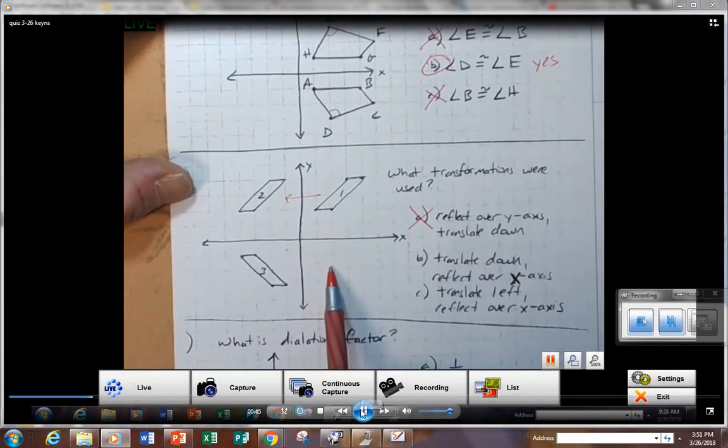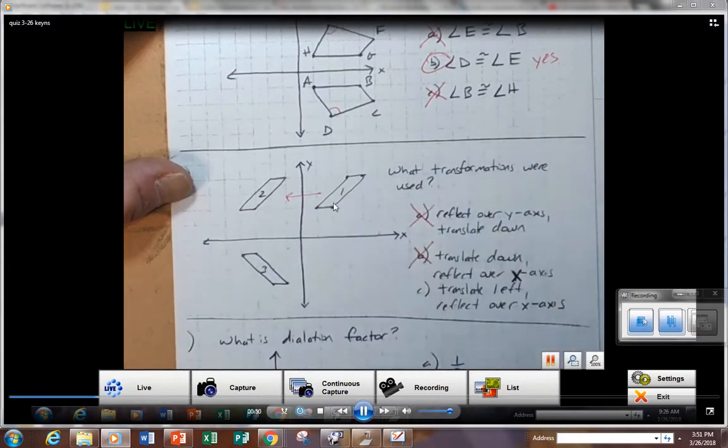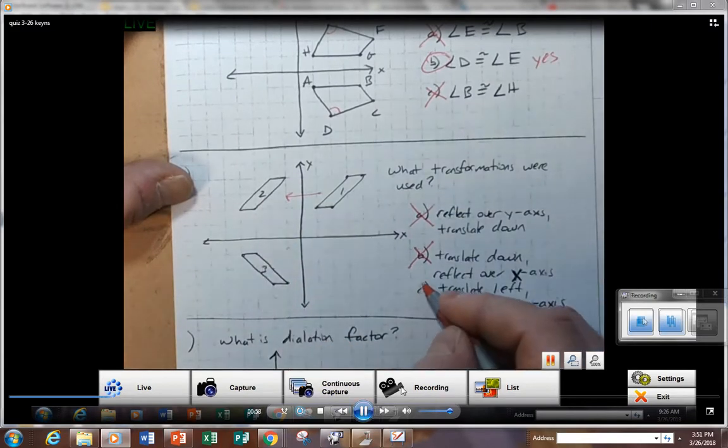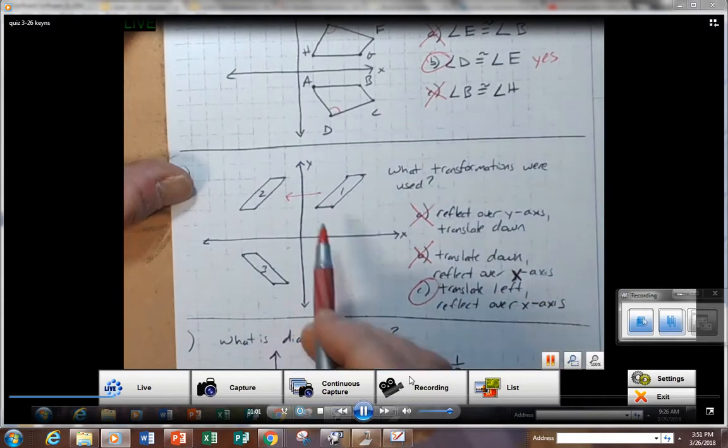The other ones are not even close. Reflecting over the y-axis would not look like that. It's not translating down from 1 to 2. It's translating to the left, and then a reflection over the x-axis. All right, for my dilation factor.